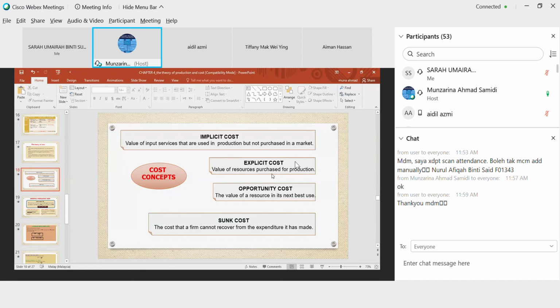Later when we discuss profit, how we calculate our profit, we will come back to this concept of cost, because usually accounting cost is lower than economic cost. So economic profit is usually lower than accounting profit. Accounting profit is usually higher because accounting profit does not take into account implicit costs, whereas economic profit takes into account implicit costs.